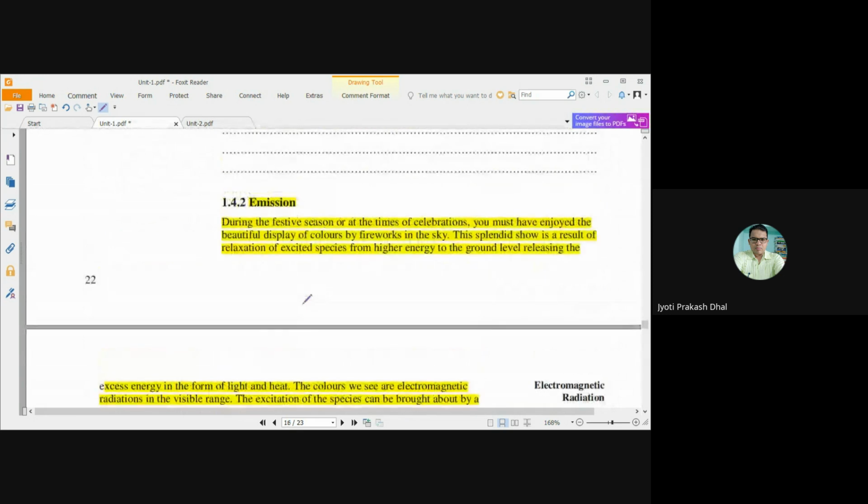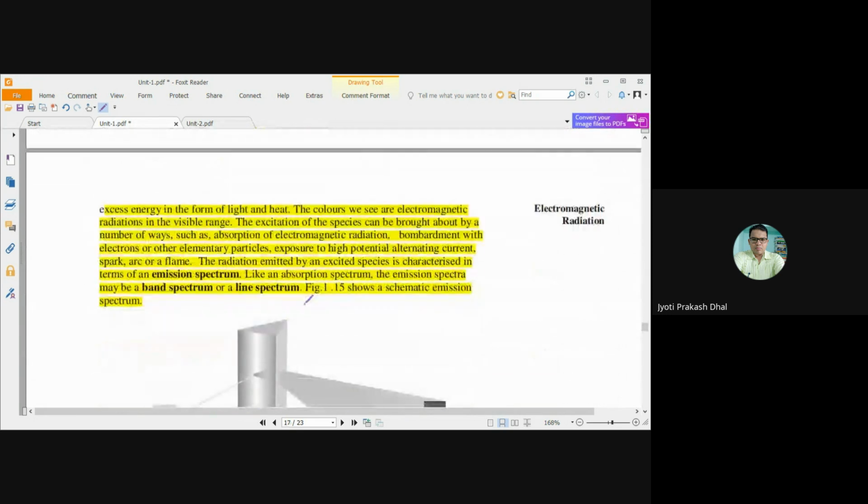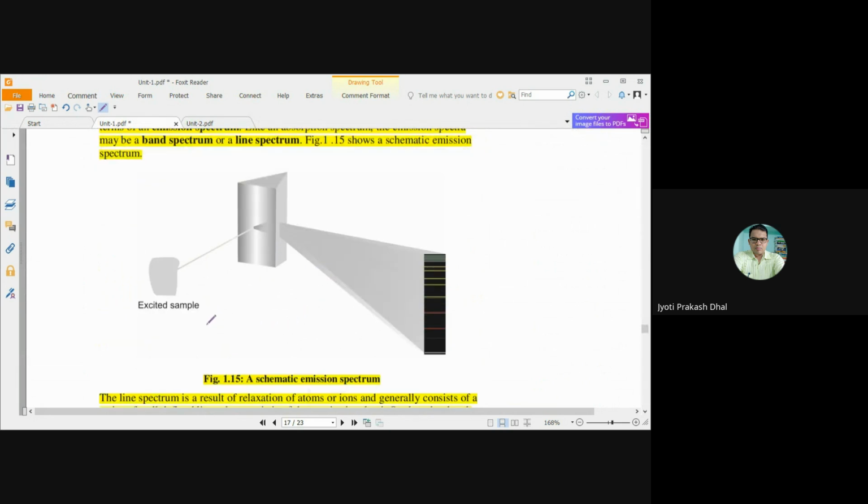So now coming to emission spectra. Here we have discussed the different types of absorption spectra. The emission spectra is very simple. Suppose a particular sample is excited by electric energy, or by heat, or by thermal energy. Then the particles present in the sample will move into the excited state, and the lifetime of the particles in the excited state is very short, and they will again come back to the ground state by emitting electromagnetic radiation.